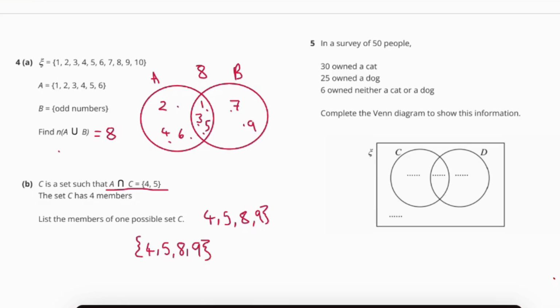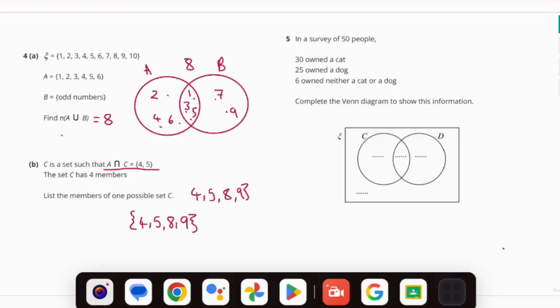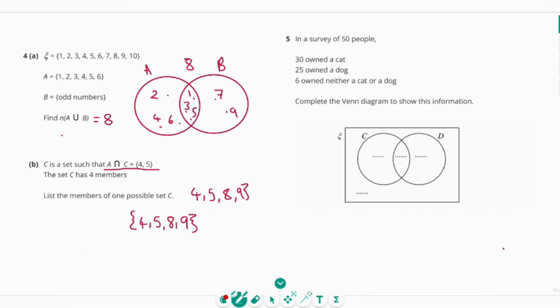But you could have had 4, 5, 7 and 9. Okay, question 5 here. Got 50 people in the set altogether. 30 own a cat. 25 own a dog. 30 add 25.